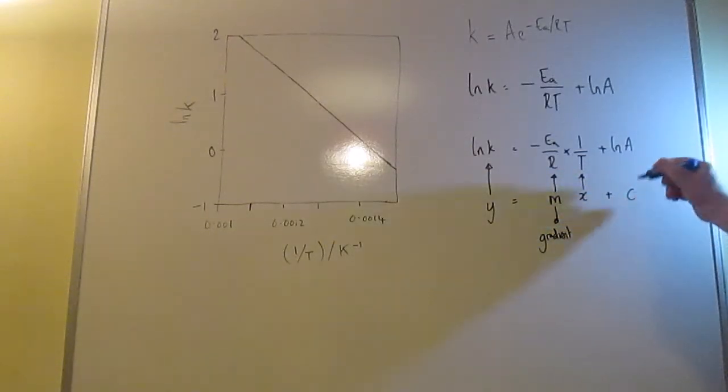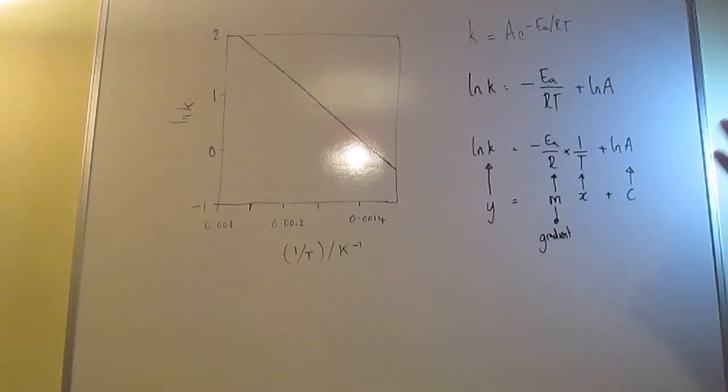C is the constant that's added on, and that, you can see, is equal to the natural log of A, the pre-exponential factor, and so that you can also find either from an intercept or by substituting back into the equation. But for this question, we were only interested in this one. So what you need to do then first is to measure the gradient of this graph.